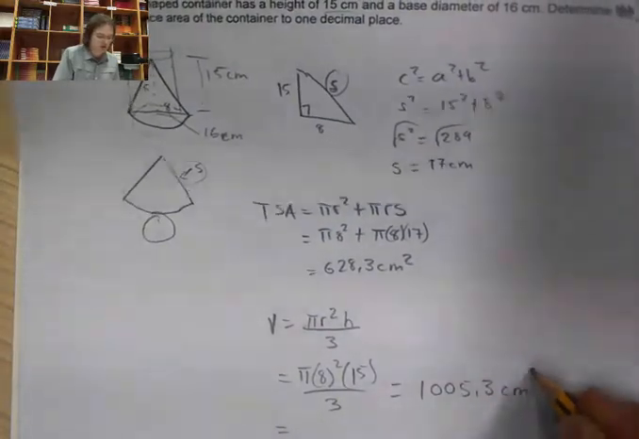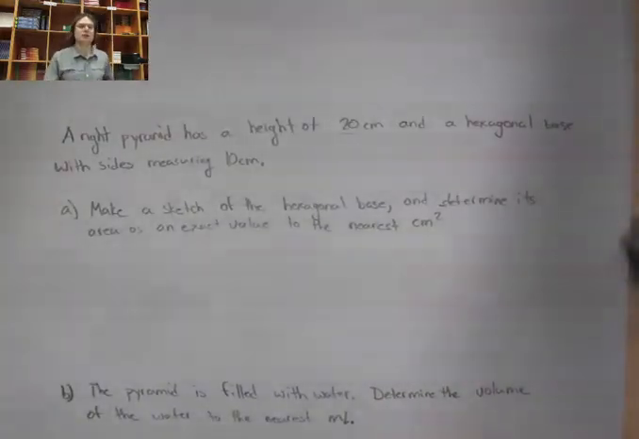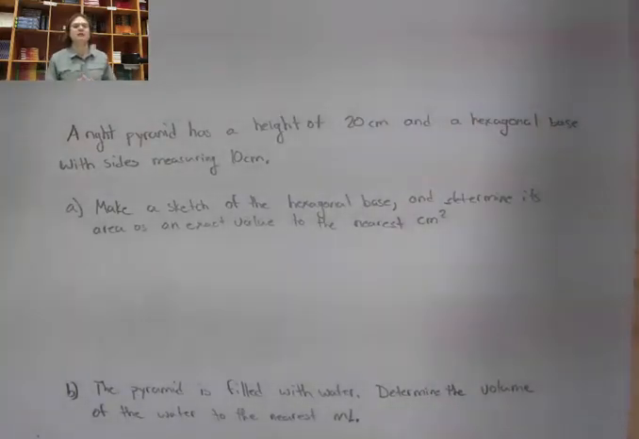0.3 centimeters cubed. Let's take a look at our last question here. It says, a right pyramid has a height of 20 centimeters and a hexagonal base with sides measuring 10 centimeters. So it wants us to make a sketch and find the area to an exact value to the nearest centimeter.